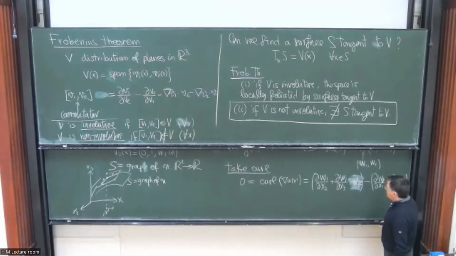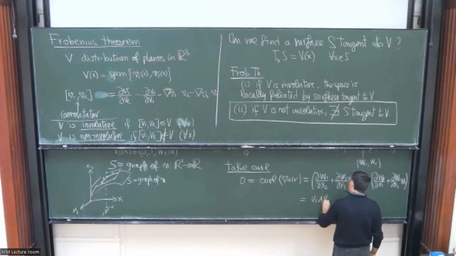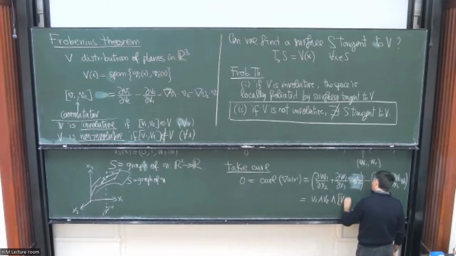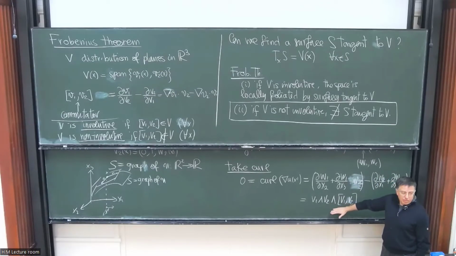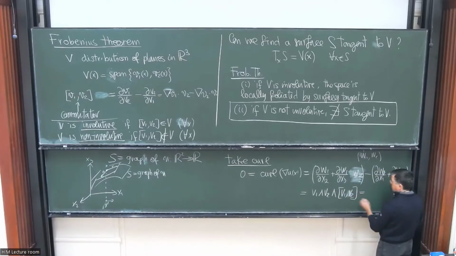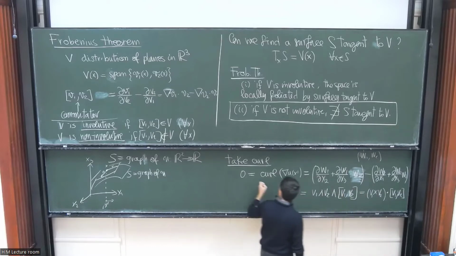And now it's an algebraic computation. You find out that this is the wedge product, V1 wedge V2 wedge the commutator. Or if you prefer, it's the scalar product. Well, this should be a 3-vector, it's a number. It's the same as taking the vector product of these two and the scalar product with the third one, with the commutator.